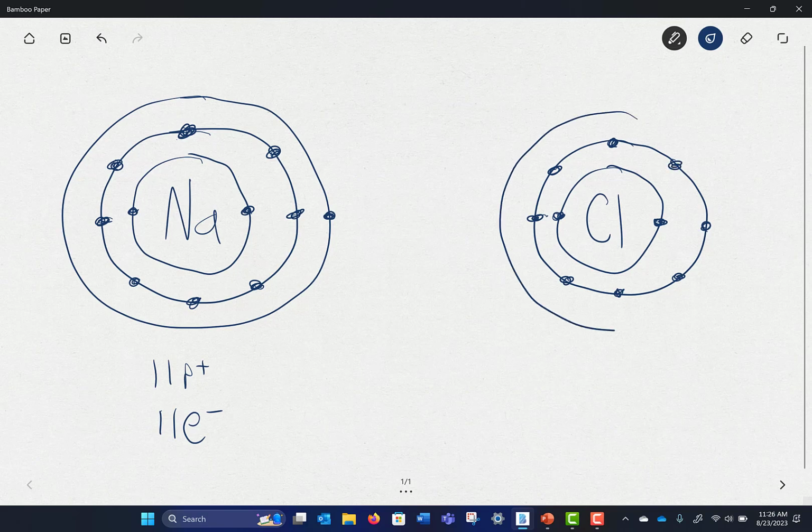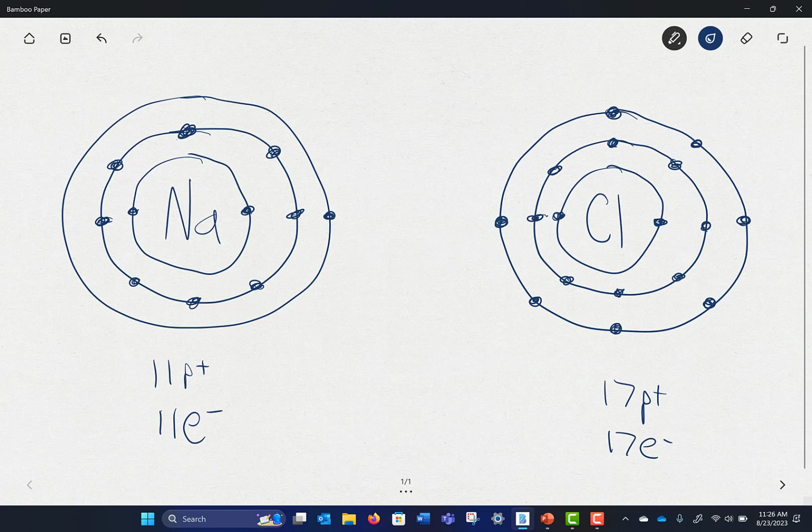That means it's got 3 shells. And in the outermost shell, we've got 7 electrons. Let's go ahead and make our note down here. 17 protons, 17 electrons. So now we've drawn sodium, we've drawn chlorine.